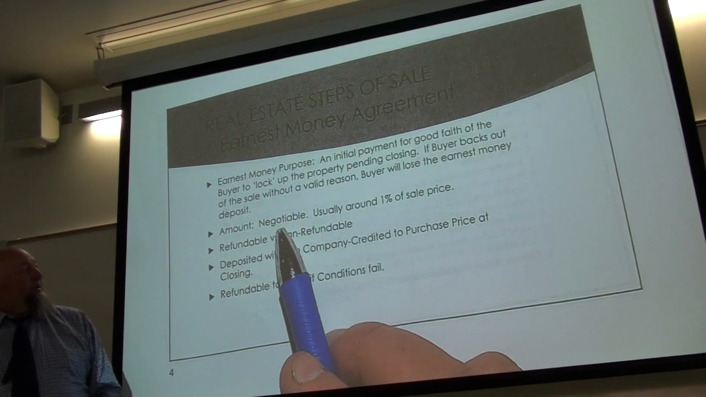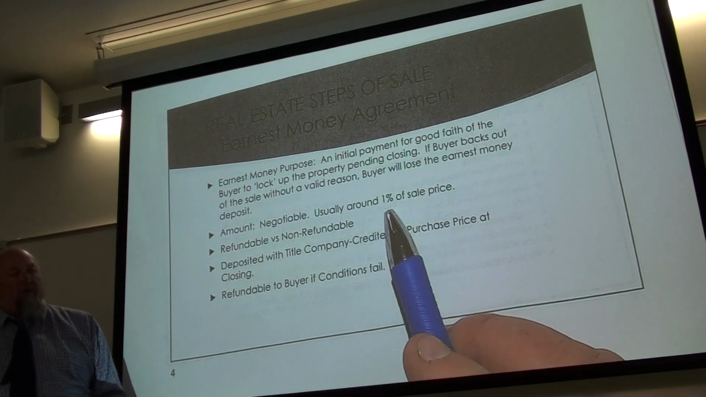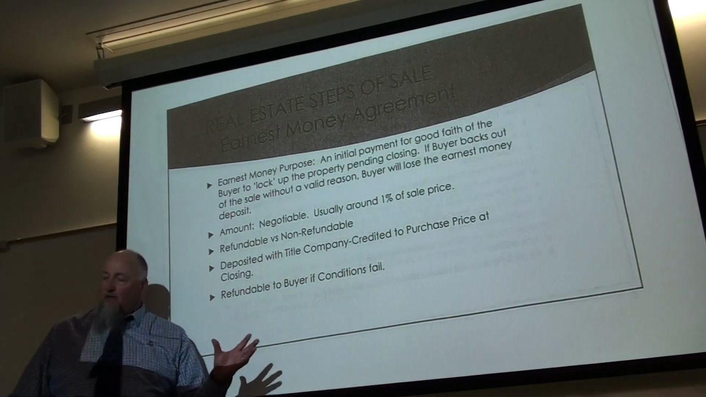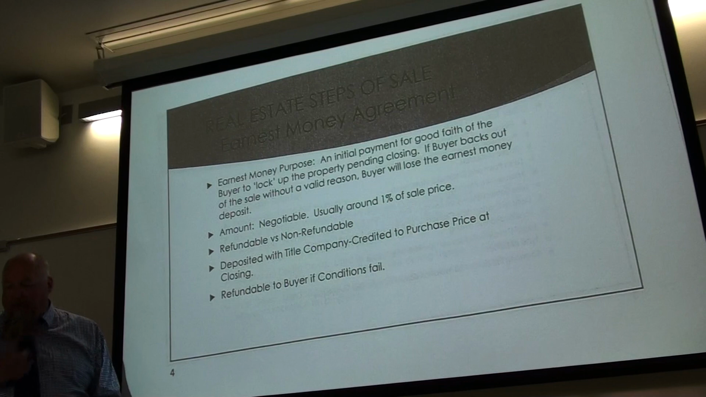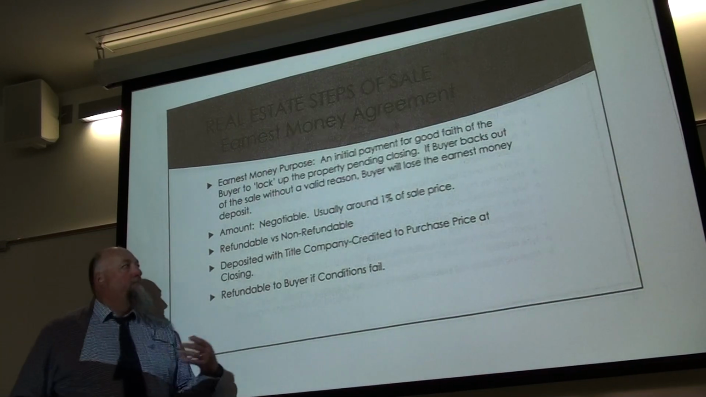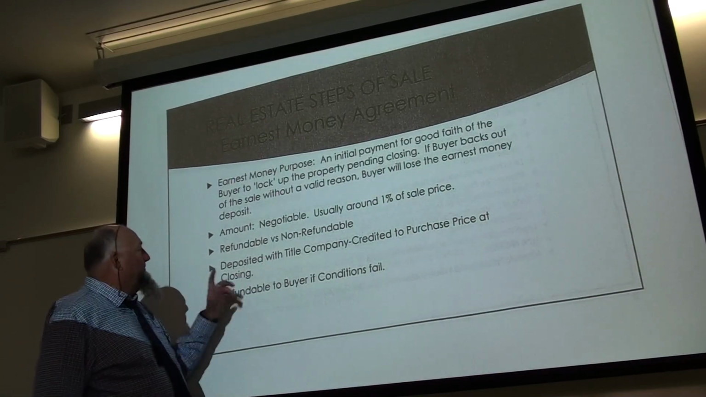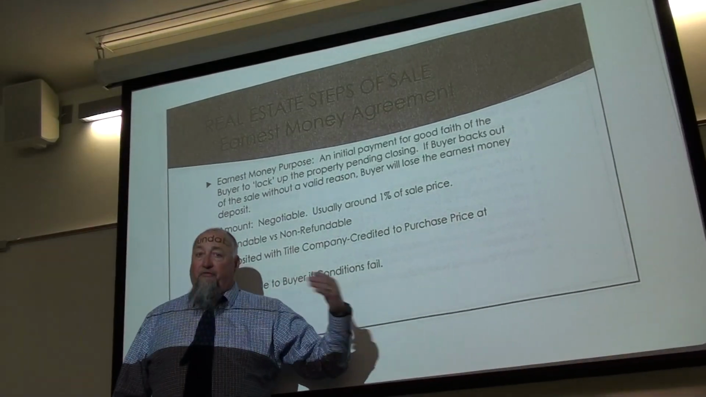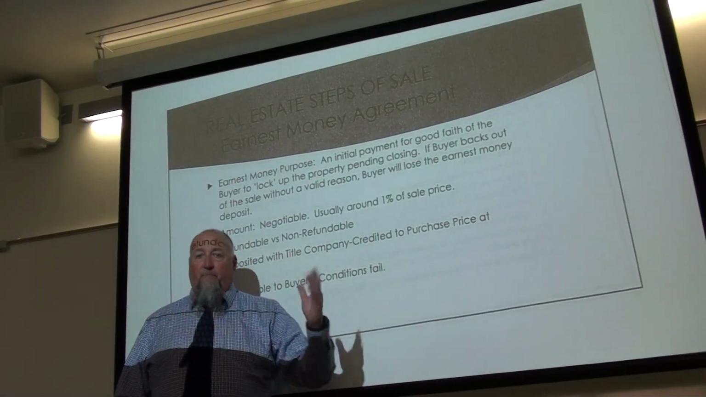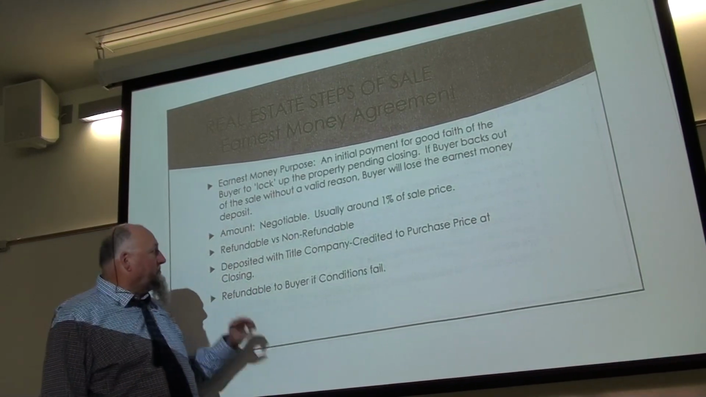Again, the amount of earnest money is negotiable. It's usually about 1% of the sale price. That's not a set thing. It just depends on the case. But that's just a good rule, about 1%. Now, usually that money is refundable if certain conditions are not met. And again, I'll go into those more in a minute.